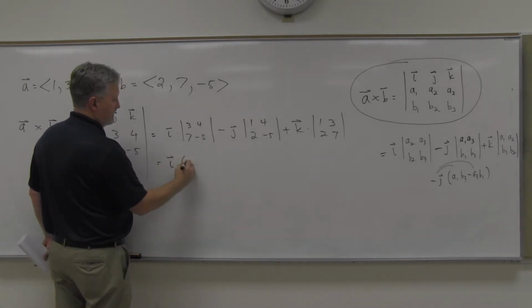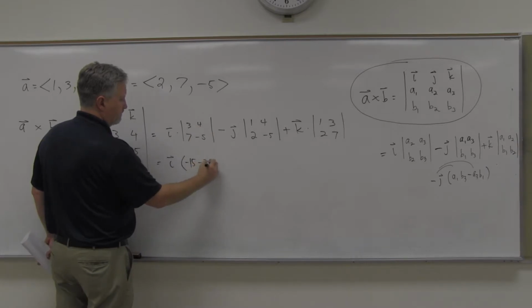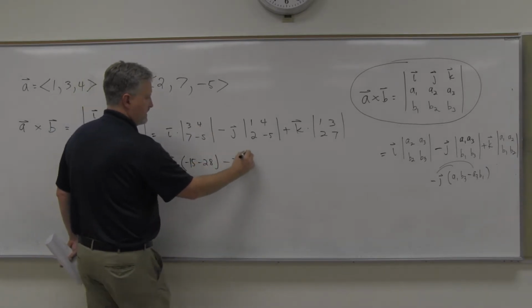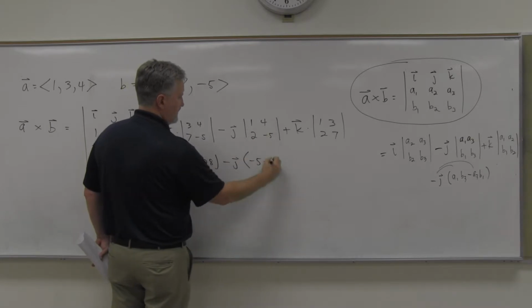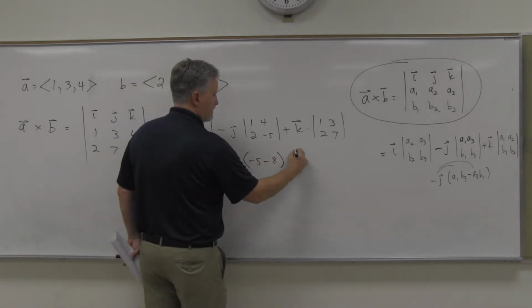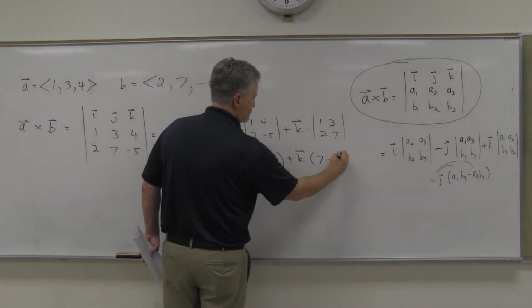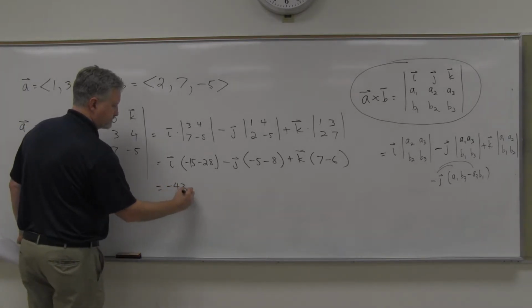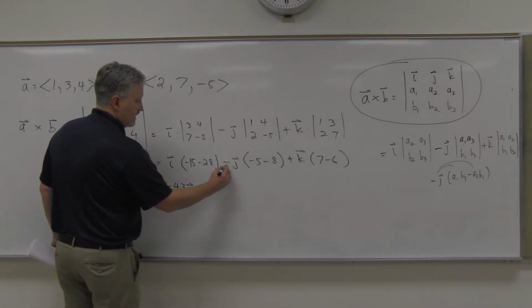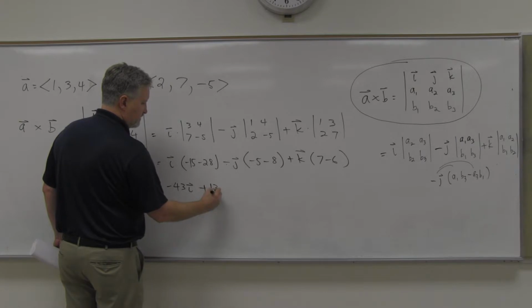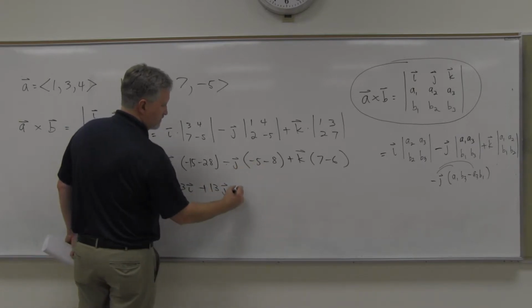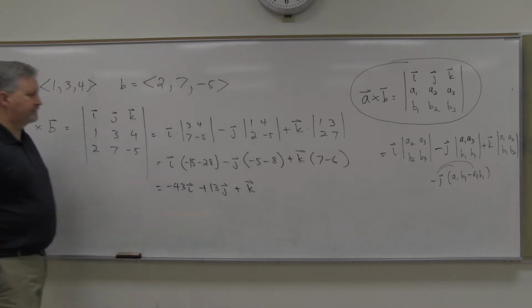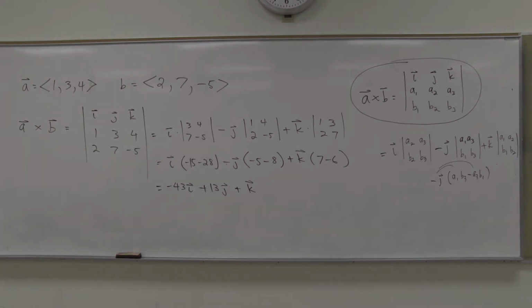So the determinant here would be negative 15 minus 28. Then we do minus J times negative 5 minus 8. And then K times that determinant would be 7 minus 6. The numbers are pretty easy on that one. So it'd be negative 43I. So you got a minus and a minus, so it'd be plus 13J, right? And then plus 1K. So it's not that bad. It's a little more complicated, of course, than the dot product.